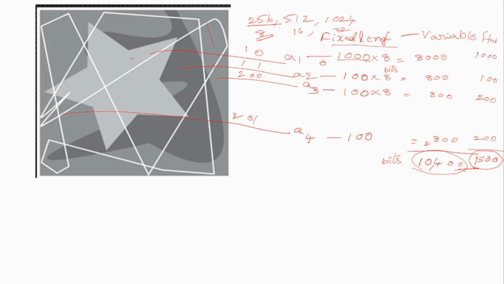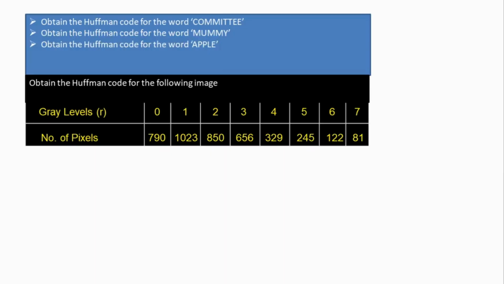Let us see with the examples. Suppose we are asked to obtain the Huffman code for the word committee, or obtain the Huffman code for the word mummy, apple, or India, or like that, by giving the intensity values and the number of pixels having that particular intensity value. Suppose you take this example: obtain the Huffman code for the word apple.